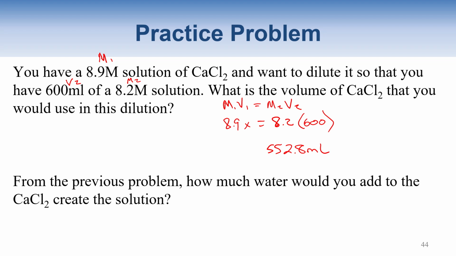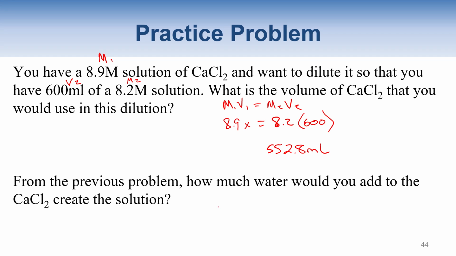Which makes sense because these are really close. We're just diluting it a little bit. So we're going to use the majority of that stock, and then we will add a little bit of water. So from the previous problem, how much water would you add to the calcium chloride to create this solution?